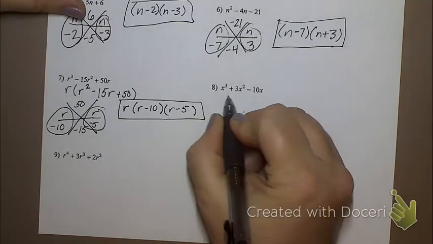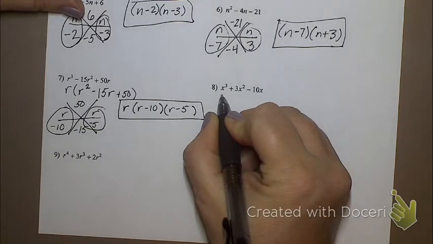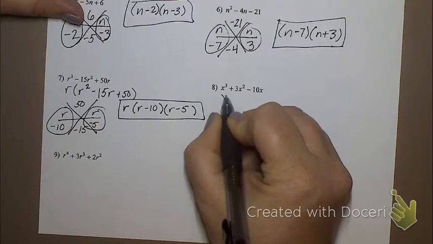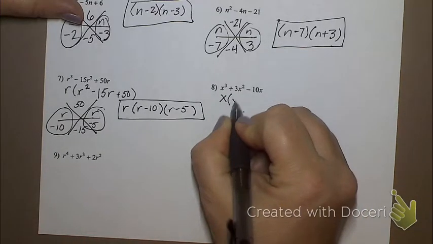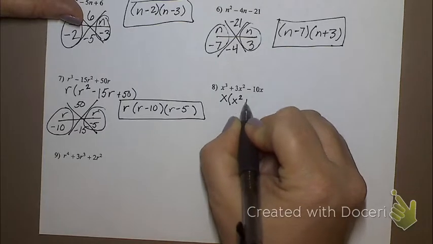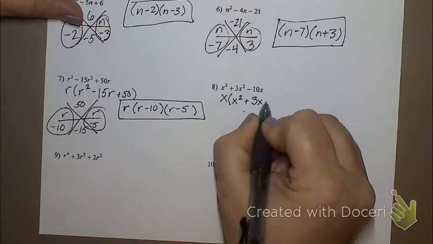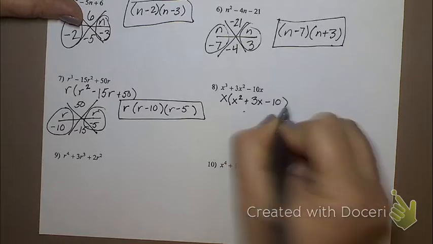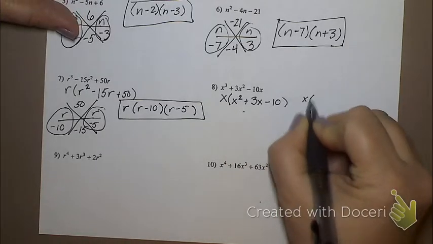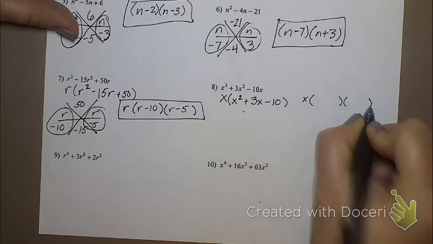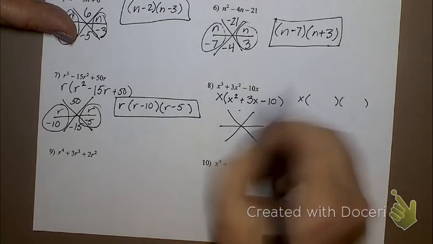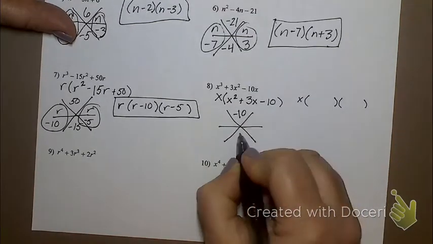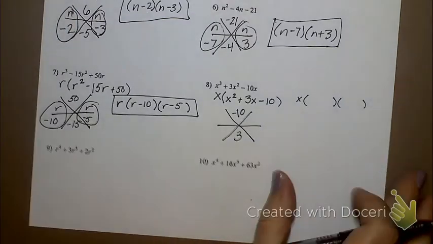What can come out? An x can come out. So I have x squared plus 3x minus 10. So my answer is going to have an x out in front of my two parentheses. What goes on the top of my snowflake? And the bottom? What are my two numbers?